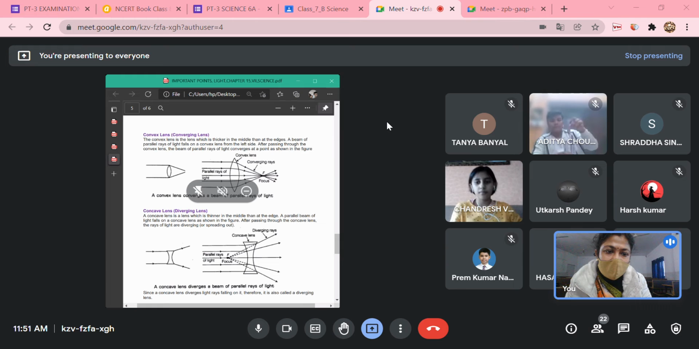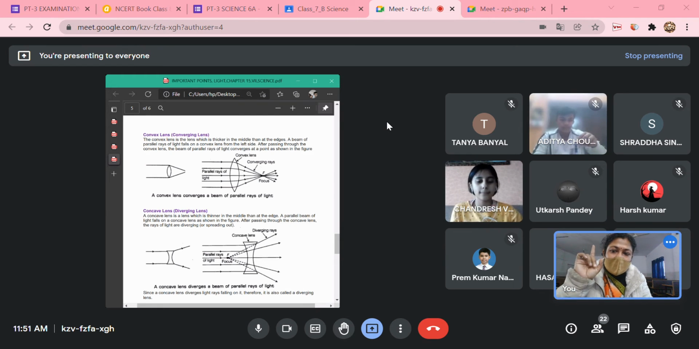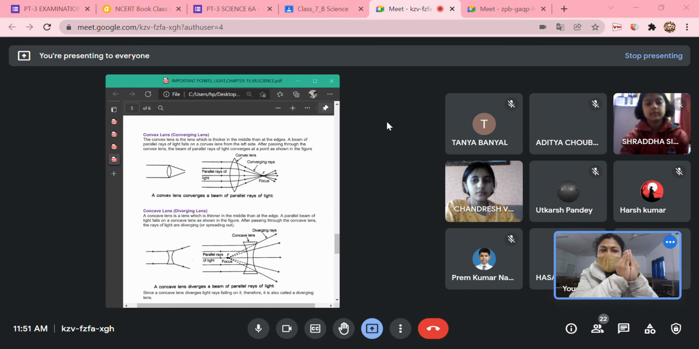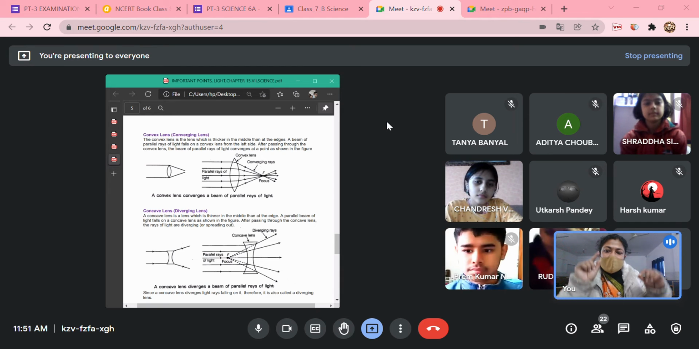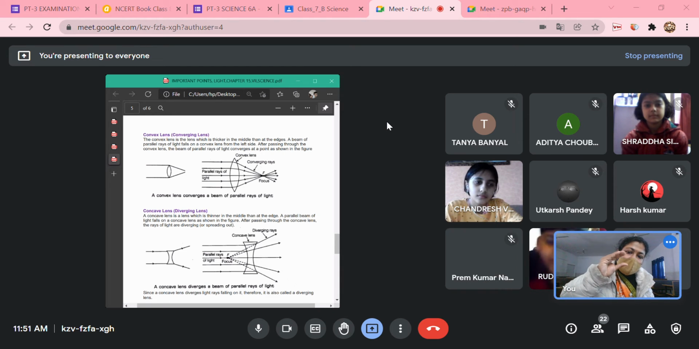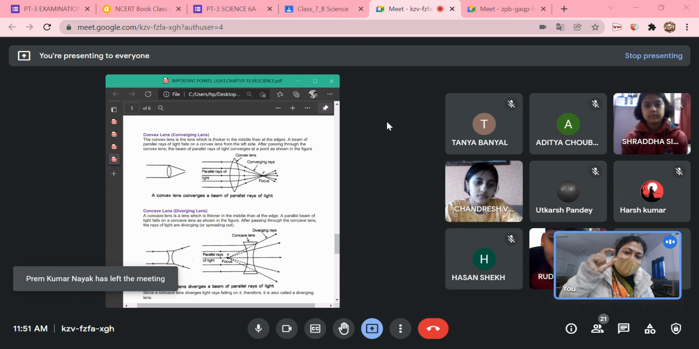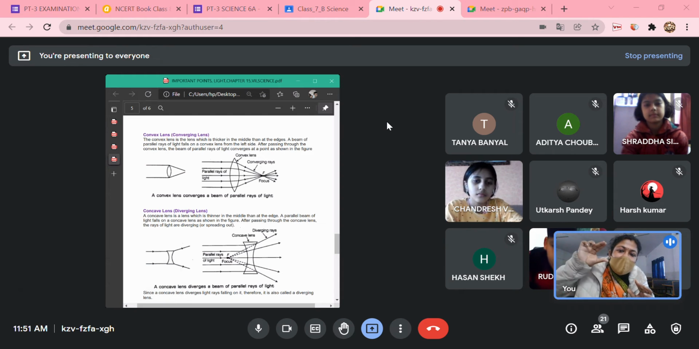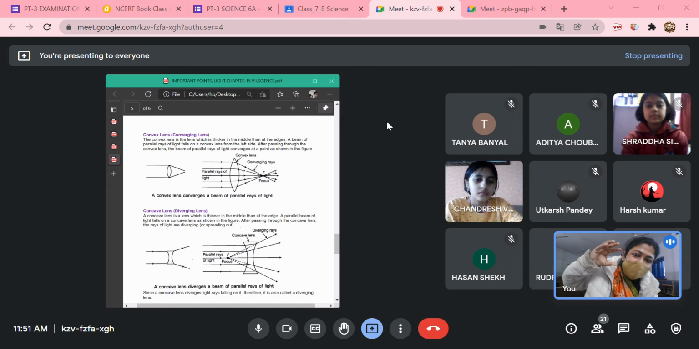Yes, the convex lens. So just see the first diagram, everyone. This is very important, children. Whenever parallel rays of light are falling on a convex lens, this is the convex lens, at the center it is bulging, and at the two sides it is tapering. So when parallel rays are falling on the lens, after refraction they will bend. The convex lens bends the light to a point.